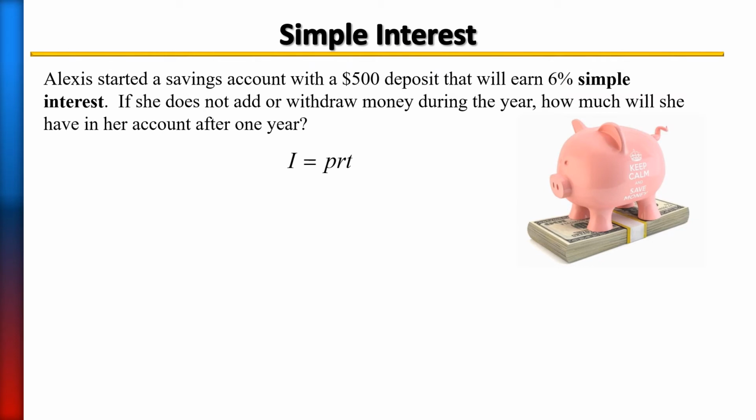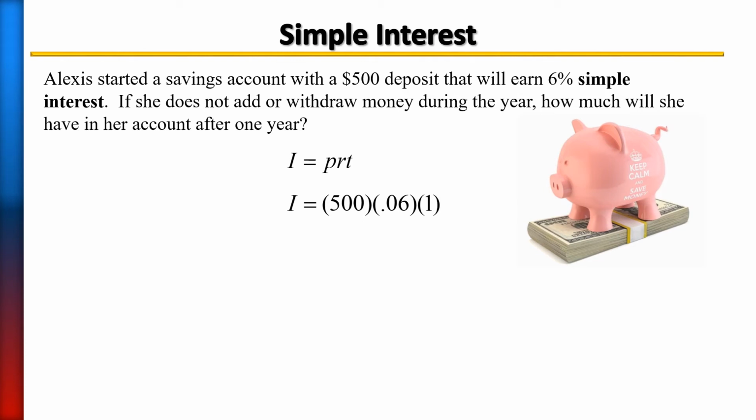We're going to remove the T. T stands for time. We were given in the sentence that the time was 1 year. It stayed in the account for a whole year. So T would be 1. Let's go ahead and plug in all those values. Now all you need to do is get your calculator and multiply those three values: 500 times 0.06 times 1.